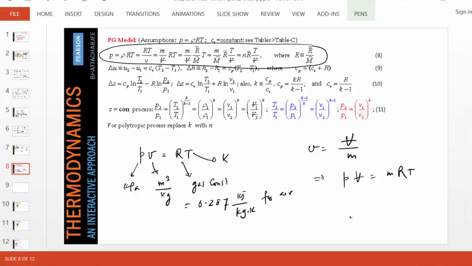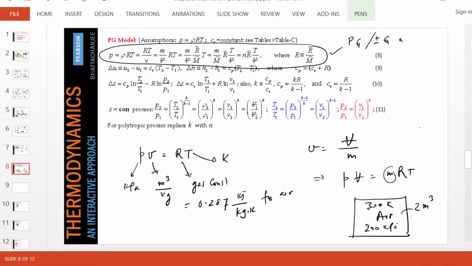So if I have a rigid box, and we have some gas inside, suppose we have some air inside, and suppose the pressure is 200 kPa, temperature is 300 Kelvin, and the volume is 2 meter cube, you can very easily find the mass. So you've got to make sure you know how to find the mass of air or mass of any gas using the ideal gas equation of state. This is an equation that's obeyed by both the PG model and the IG model.